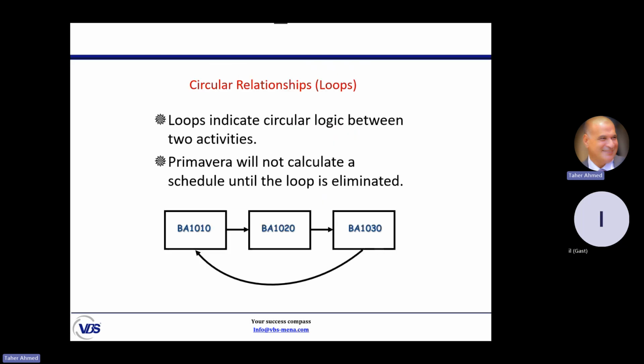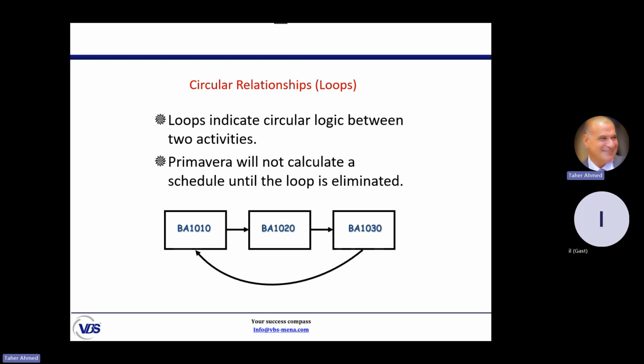What else in Primavera? Is there a way that Primavera will not calculate the schedule? Yes, it could, sometimes. If you have a loop, a circular relationship. Like what? Like I'm doing the foundation. I start making excavation and then plain concrete and then reinforcing concrete for the foundation. Then the successor of the reinforcing concrete is the excavation again. This is what we call circular or loops.